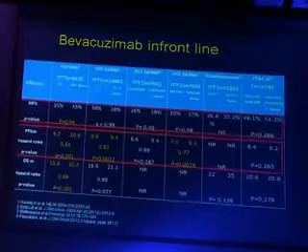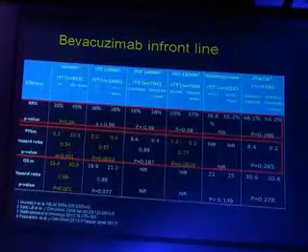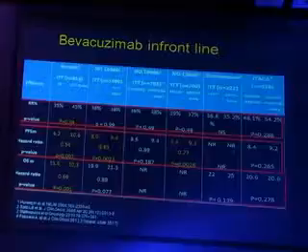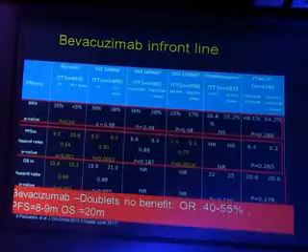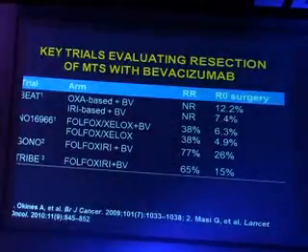Progression-free survival expected with bevacizumab and a doublet is around 10 months. Overall survival, again, has not been increased except in the trial that used IFL, and it's in the range of 20 months. So these are the results that we get with bevacizumab.